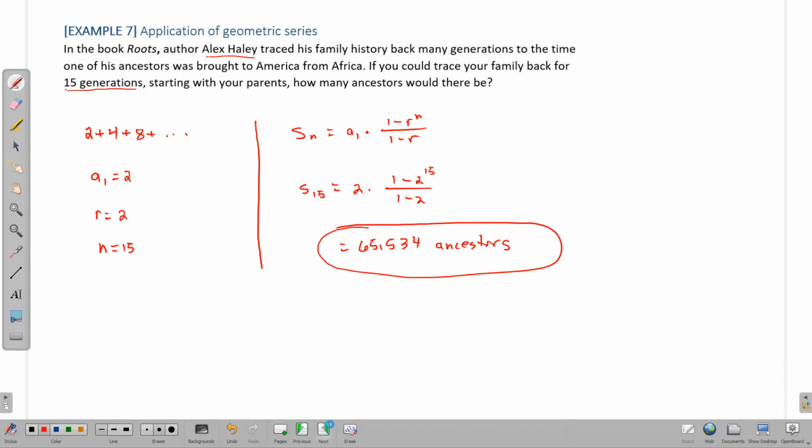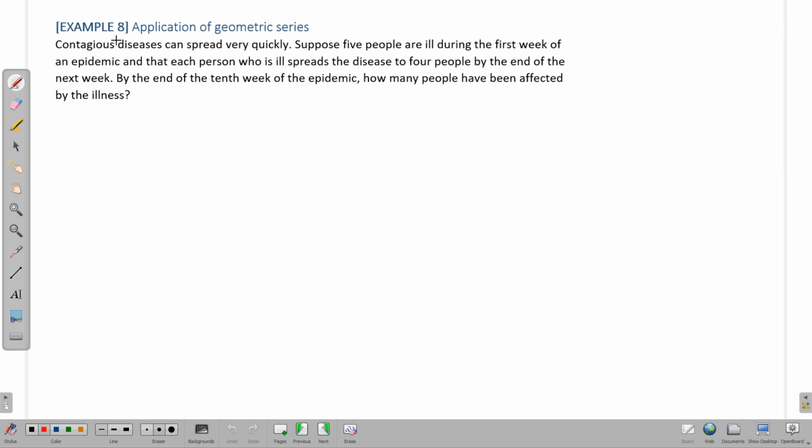All right, let's try another example. And maybe this is a little too soon for what's been going on in the world lately, but it is applicable. So this says contagious diseases can spread quickly, very quickly. Suppose 5 people are ill during the first week of an epidemic, and that each person who is ill spreads the disease to 4 people by the end of the next week. By the end of the 10th week of the epidemic, how many people will be affected by the illness?